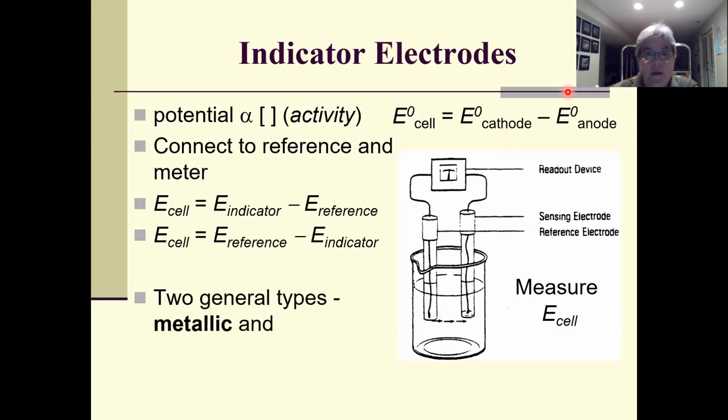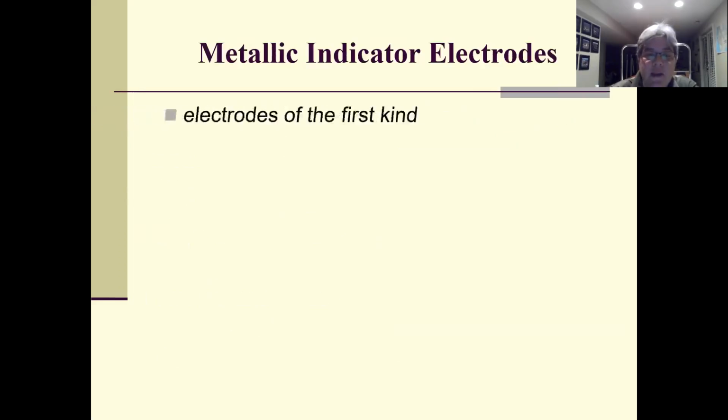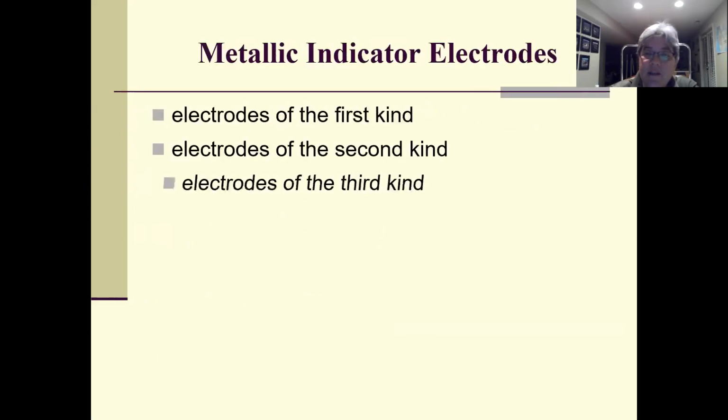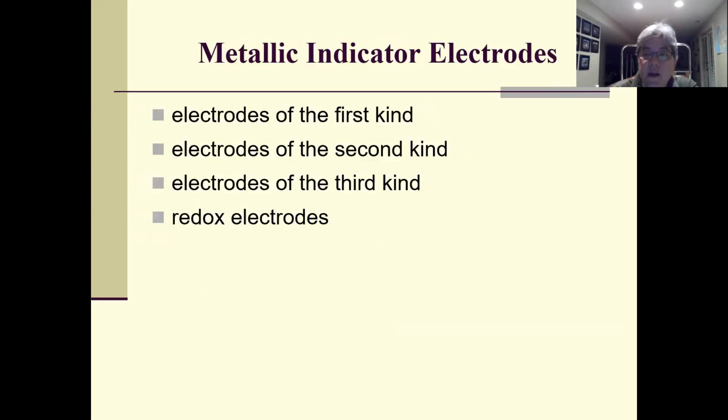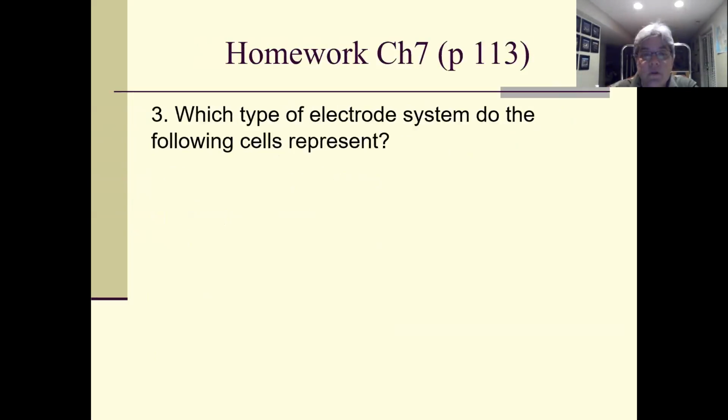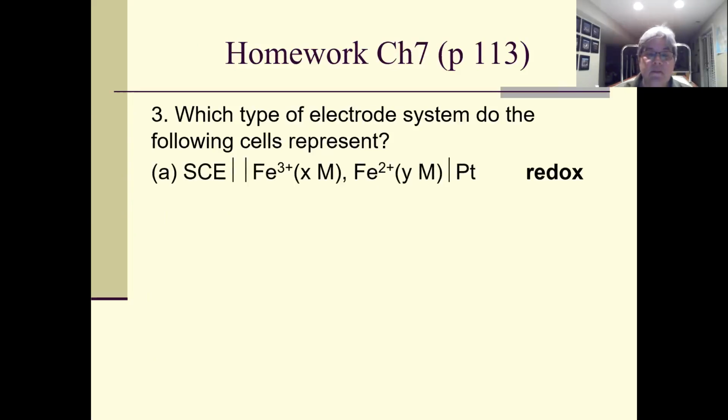Okay, so there are 2 types of electrodes that we use in potentiometry. The first is metallic, and the second is membrane. So remember the metallic, we have these 4 kinds, the first kind, the second kind, the third, and then redox. So one of your homework questions was to say what kind of metallic electrodes each of these were. Okay, so all of these have a reference electrode, but we're not interested in that. We're always interested in the other half.